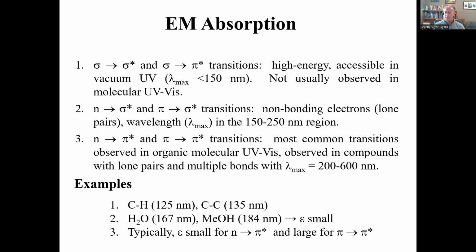These transitions in water and methanol, typically for the n to sigma star and pi to sigma star transitions, have a small epsilon. We'll define epsilon later, but typically it means the probability is fairly low, and so the intensity of these peaks is fairly low. Epsilon is also typically small for the n to pi star transitions, so these tend to be weaker peaks, and fairly large for the pi to pi star transitions.